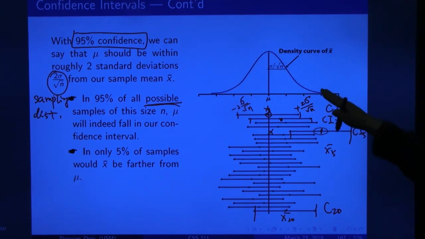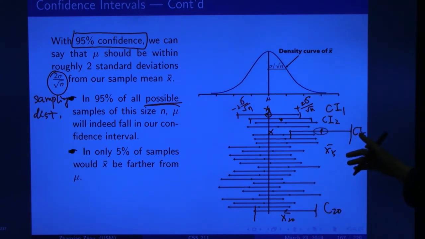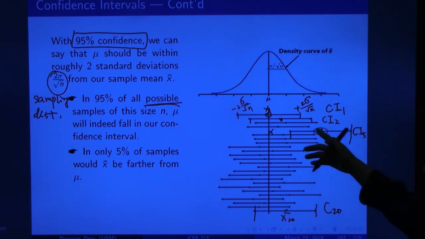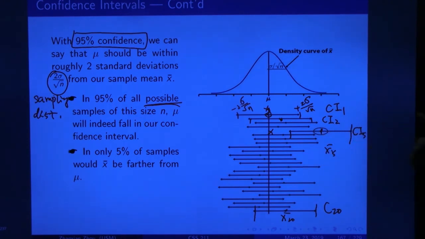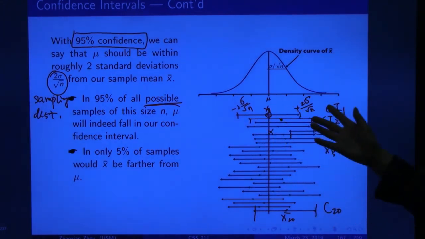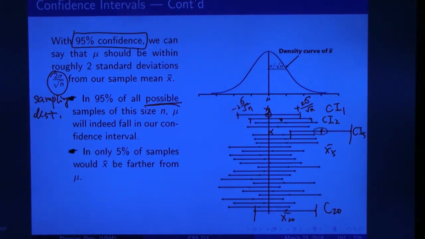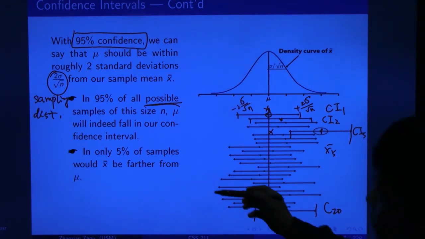We have 20 samples here. This is the only one whose interval does not contain the real population mean. So that is roughly 5%. 1 out of 20 equals 5%. If we do a lot more, then we may have some other intervals that cannot contain the real population mean, but that is only 5%. So that is the meaning of 95% confidence.